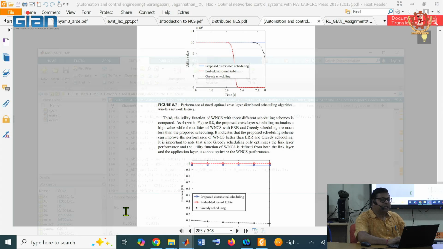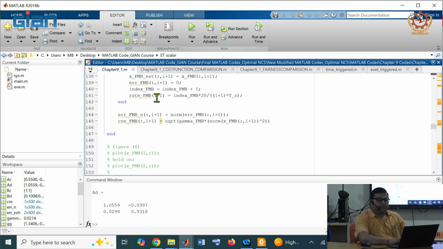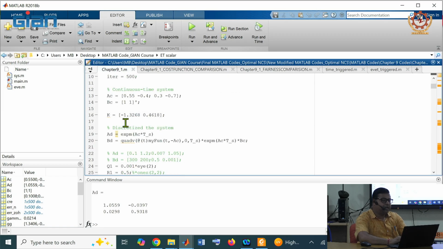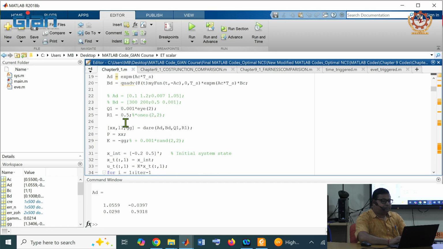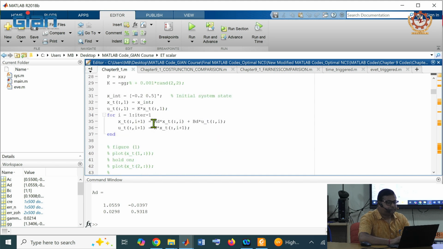Here you see you have to open chapter 9.1, okay, and if you see, the system is as given in the book, in the assignment sheet, that is the AC matrix and BC matrix. Then with the DARE the gains are calculated, this P matrix, K matrix is calculated, but before that you have to do the discretization, okay.